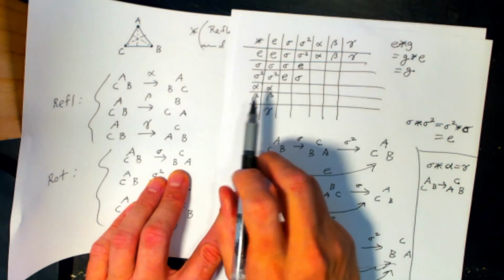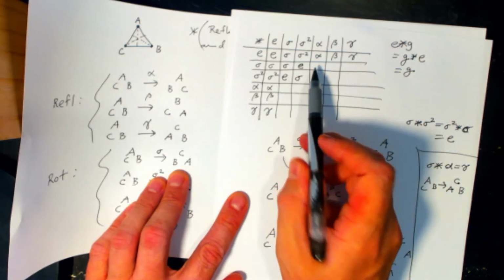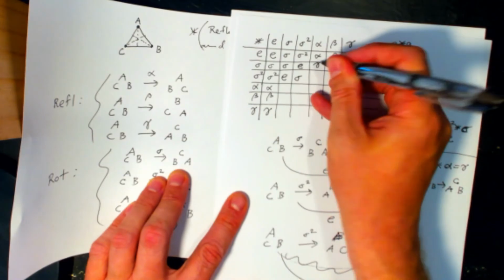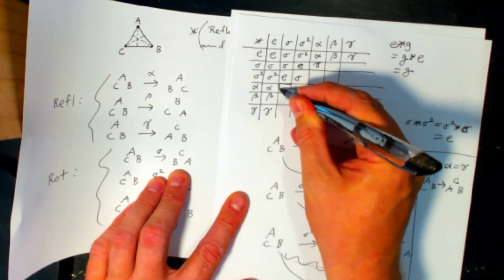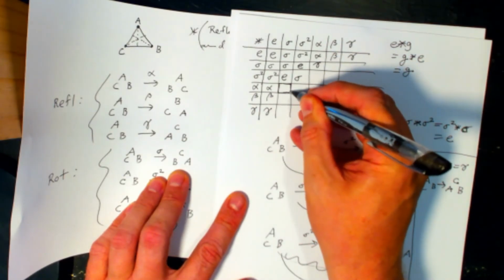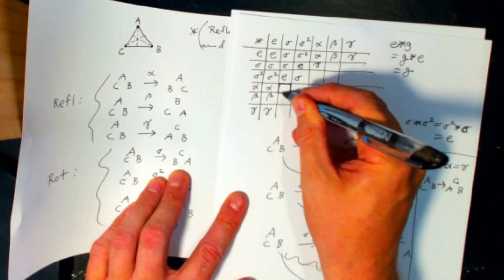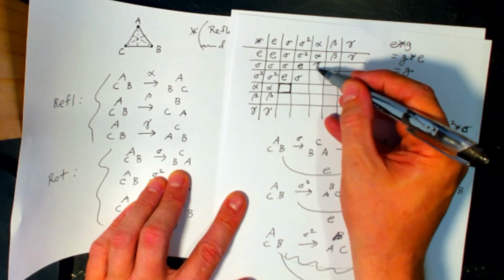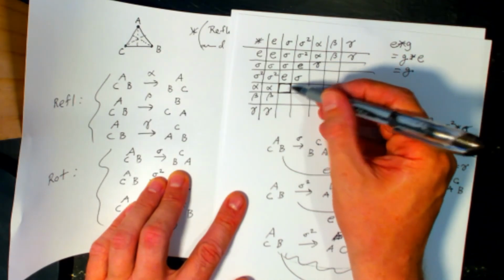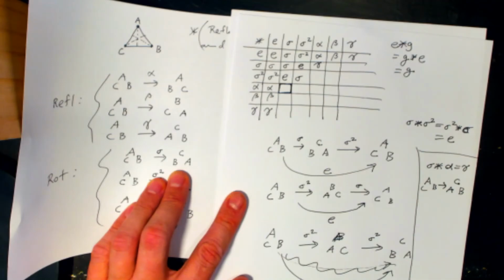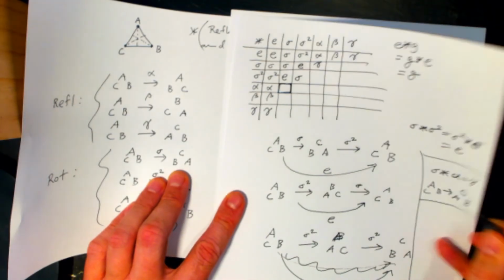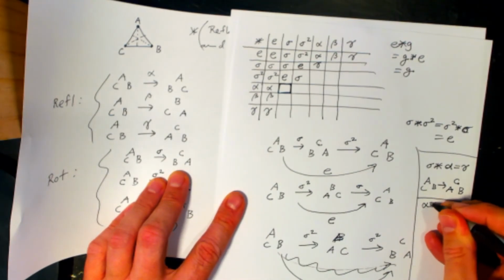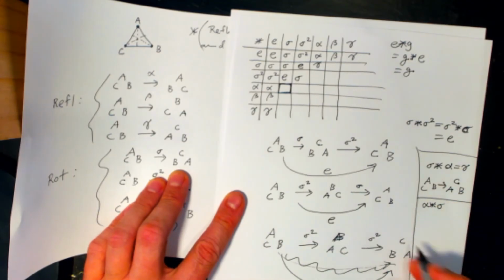So I should be putting gamma here. Now I want to focus on this box, because I suspect that it's not going to be the same thing. Because I told you this is not commutative, so I don't expect a perfect symmetry about that diagonal there. So let's do this the other way around. So alpha first and then sigma.